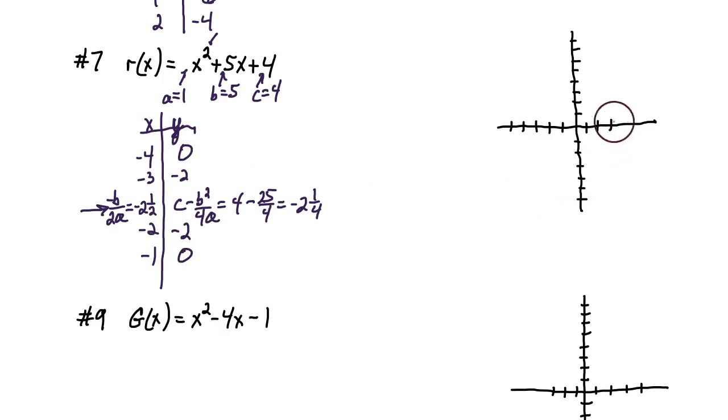So let's graph these dots. Negative 2.5, comma, negative 2 and an extra quarter, about right there. Negative 3, comma, negative 2 is here, and negative 2, comma, negative 2 is here. Again, these dots have to be at the same level or we mess something up. Then negative 4, comma, 0 and negative 1, comma, 0. Now draw in the branches.